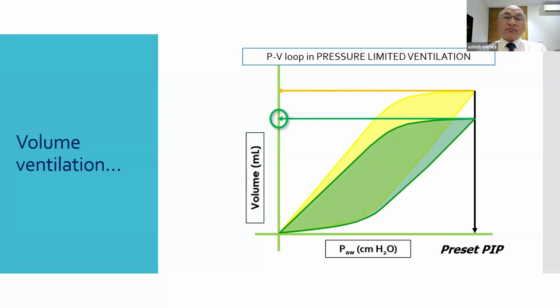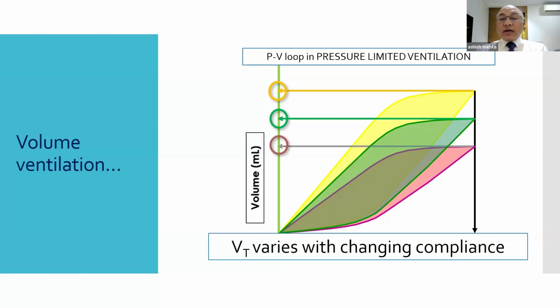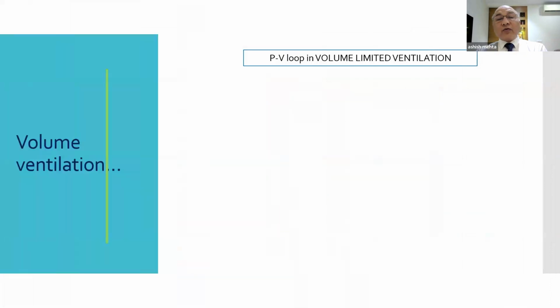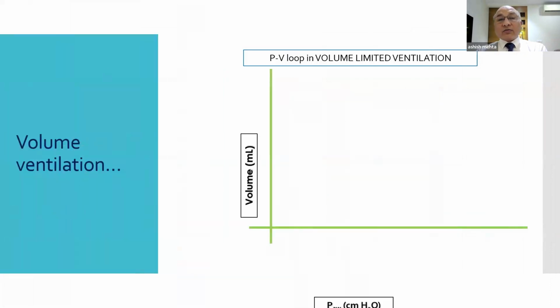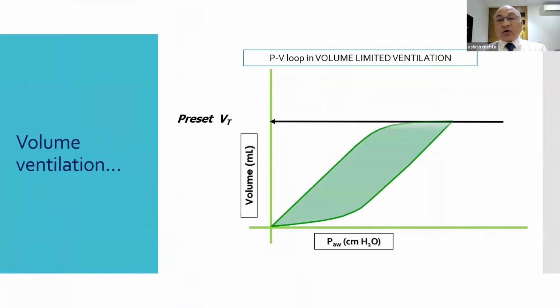You are in the nursery, the baby is becoming sick, and compliance is decreasing. Now with the same pressure, because the lung of a sick baby is less compliant, less volume is delivered. So all this will cause a lot of problems with volume delivery. As against that, if you use volume ventilation or volume limited ventilation, you can see here that you are adjusting the volume now. And with this volume, let's say that we are delivering this much PIP.